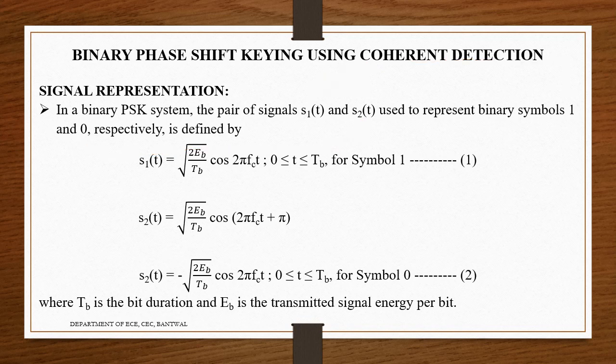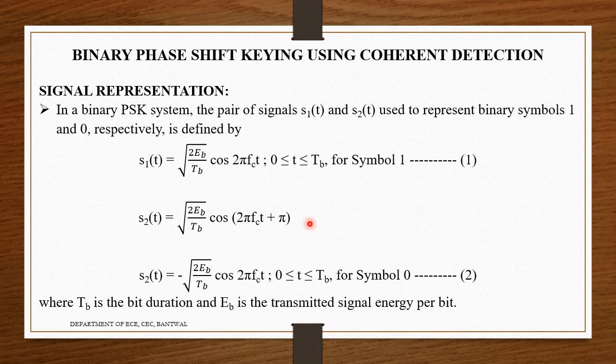Now, how do we represent S1 of t? As I told in the previous video, the basis function phi 1 of t is square root of 2 by TB cos 2 pi fct, and EB is the energy with respect to S1 of t. Together, S1 of t is square root of 2 EB divided by TB into cos 2 pi fct, the carrier frequency, ranging from 0 to TB for symbol 1. When we represent symbol 0, it is the same thing, square root of 2 EB by TB into cos of 2 pi fct plus pi.